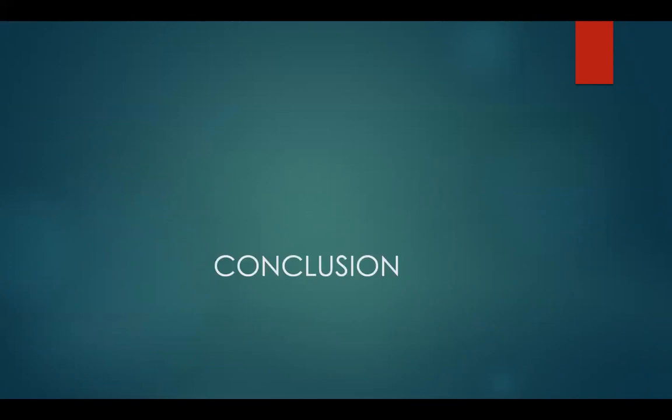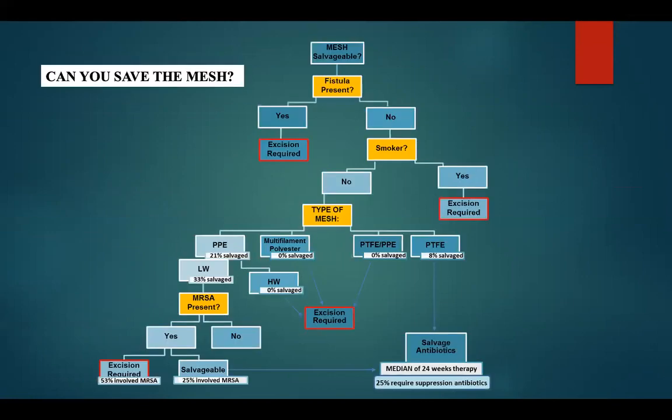So in conclusion, when you're considering, can you save the mesh? Is it salvageable? Fistula present? Yes, you've got to excise. If it's not present, then you consider things as if the patient is a smoker. Yes, you're going to have to excise. As I mentioned, the other consideration is chronic suppressive antibiotics if they're able to get to that stage. If they're not a smoker, then you're looking at types of mesh. So polypropylene versus PTFE. And if you have that weighted type of polypropylene, that heavy weight, 0% were salvageable. So it's heavier weight mesh or dual mesh, you're having to excise.